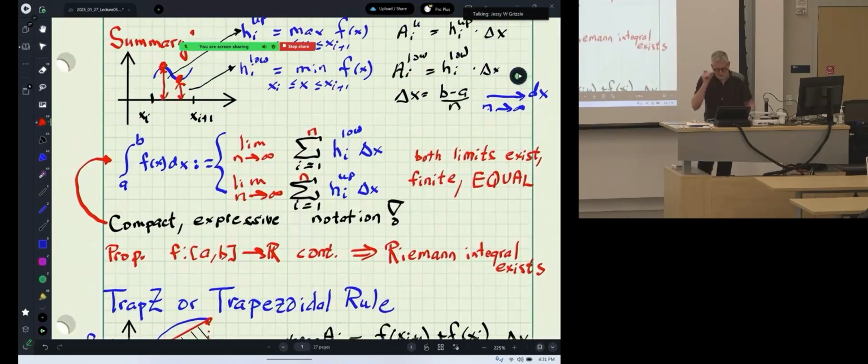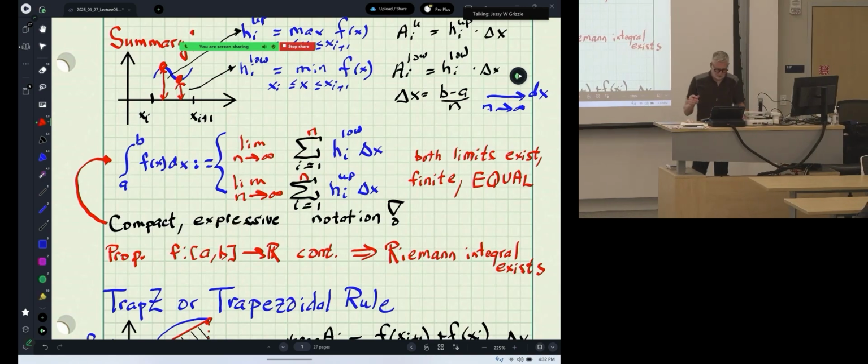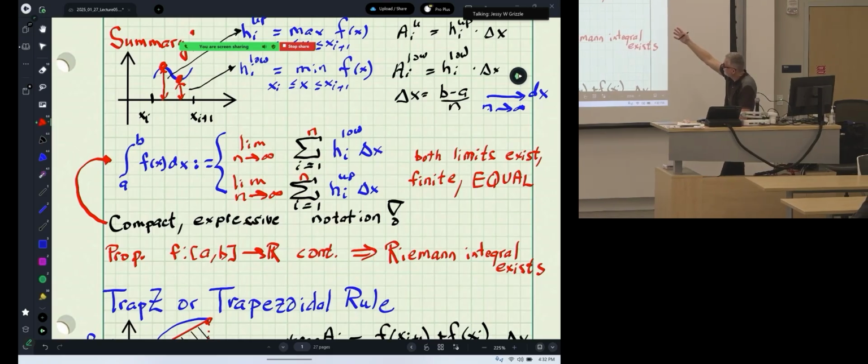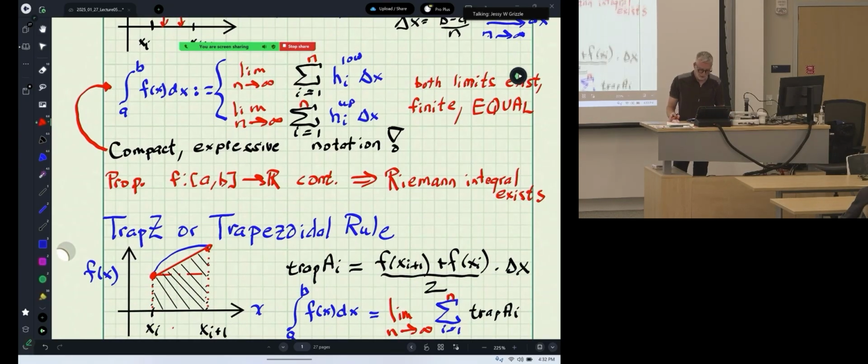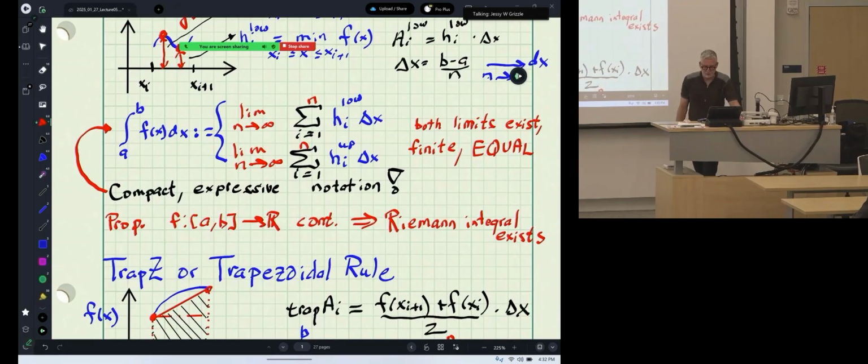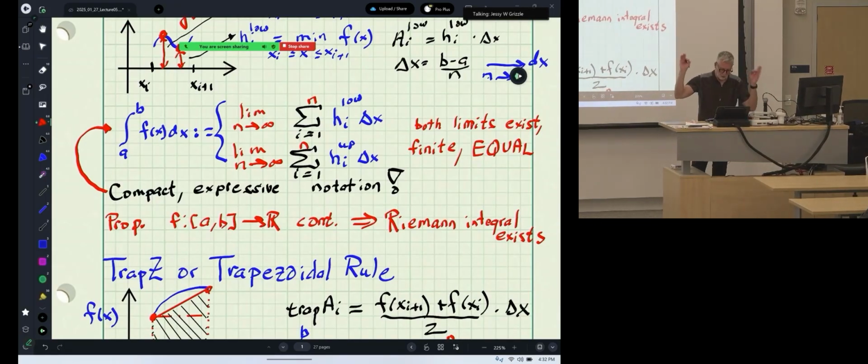For the Riemann integral, we have a lazy S integral from A to B. It's a very compact, expressive notation. We want to recognize when we see it that it's simply a fancy way to do sums. That thing on the left means to do these two sums and then take the limit as the number of rectangles goes to infinity, and hence the width of the rectangle goes to 0. And as long as the function is continuous, it's guaranteed that this Riemann integral exists, A and B both finite.